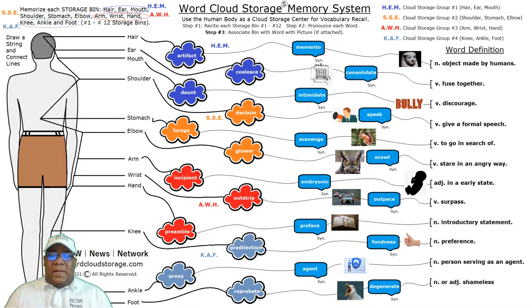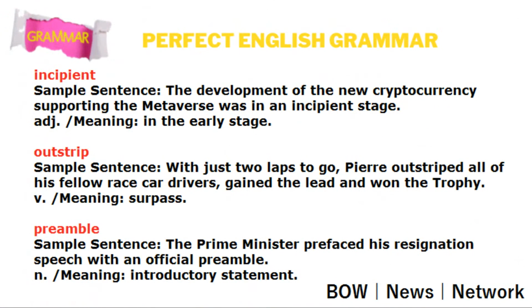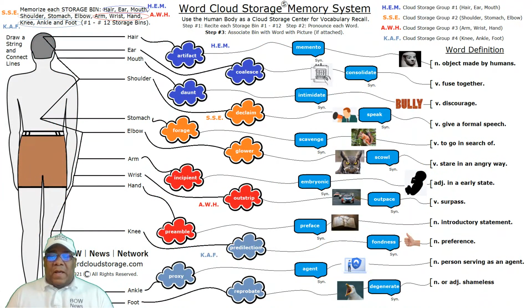Outstrip, outpace, surpass, and we see the pictures of NASCAR race car drivers there. Let's see how it's actually used in a sentence. Outstrip. With just 2 laps to go, Pierre outstripped all of his fellow race car drivers, gained the lead, and won the trophy. Verb meaning surpass. So there we have outstrip, outpace, surpass, incipient, embryonic, in the early state, and then now we have preamble.